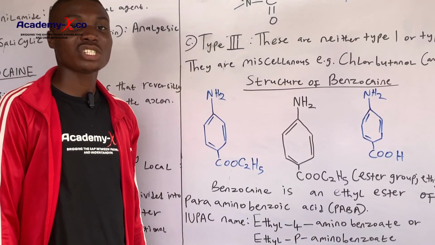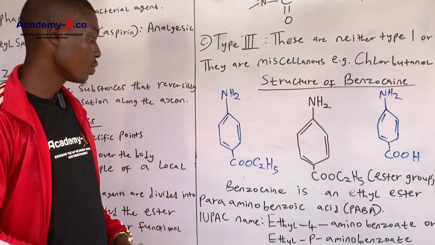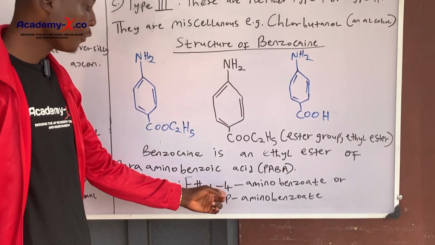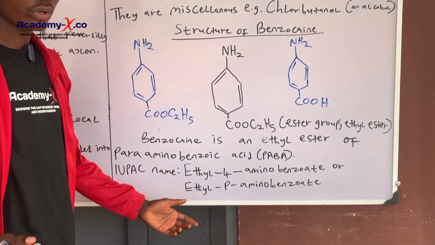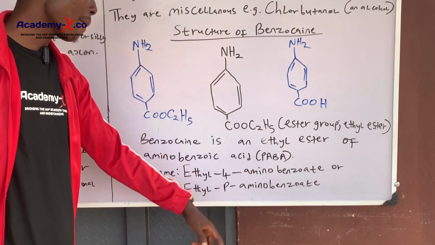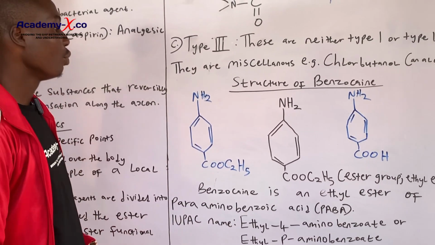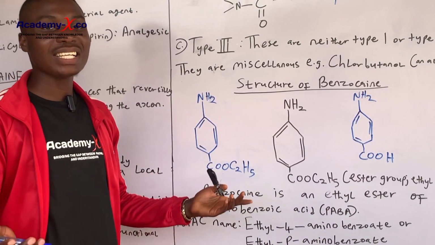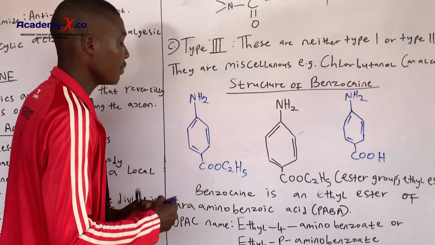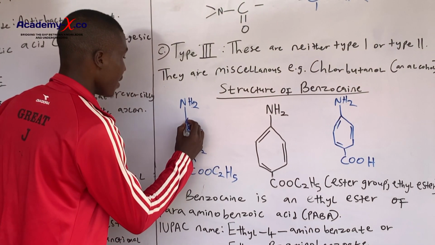So according to the International Union for Pure and Applied Chemistry, the name that was suggested for this particular compound is ethyl 4-amino benzoate, or you can also call it ethyl para, P is para, para-amino benzoate. So what does that simply mean? Because if you are going to be counting, you most likely have to count from the basal attachments or substitution we have on the benzene. So this is position 1, 2, 3, and 4.